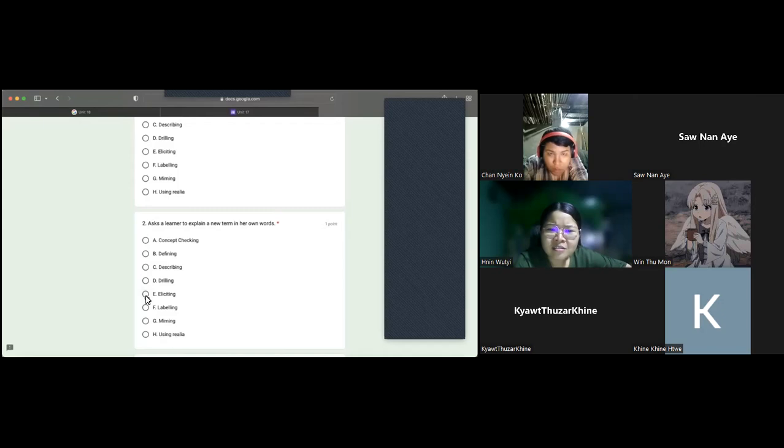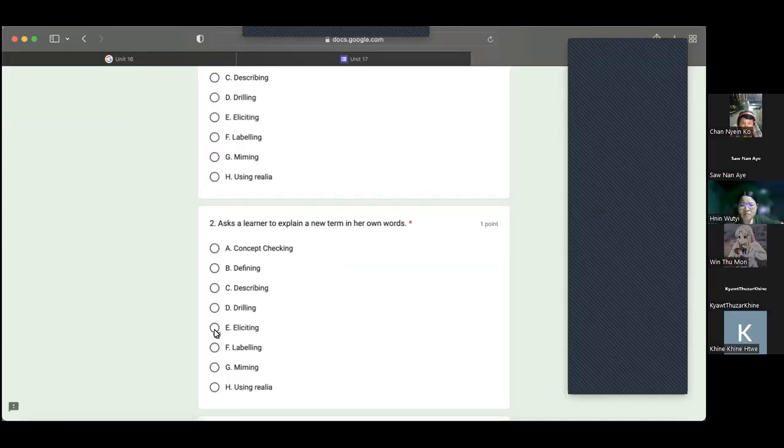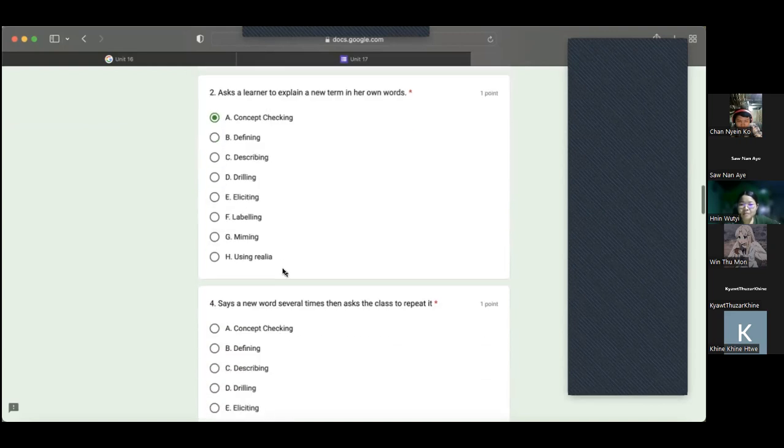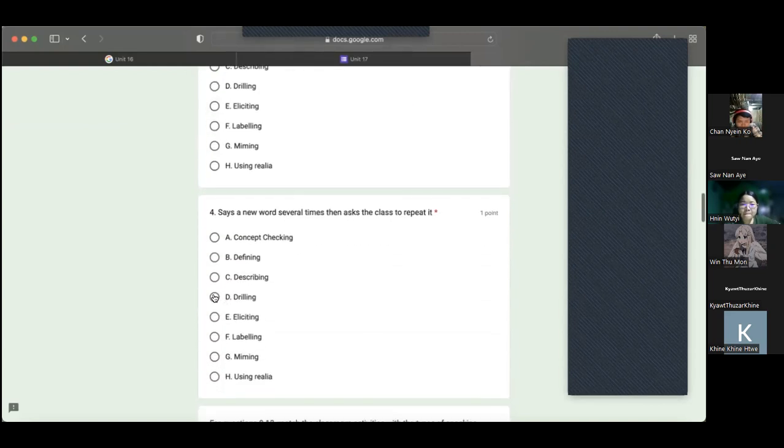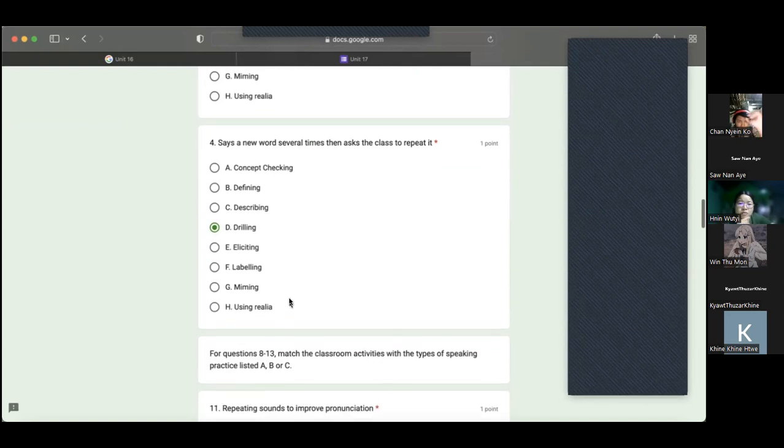Yeah, it's like concept checking, because we already answered the final, right? Concept checking is how much they understand, like the teacher asks. So how do you say practice in other words? So he's checking our understanding, right? Okay, so A. Say a new word other than drilling. Right, drilling.